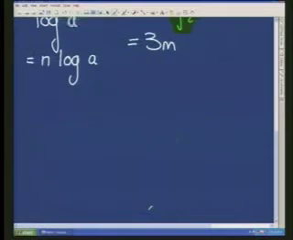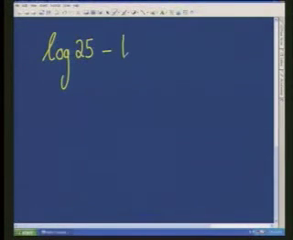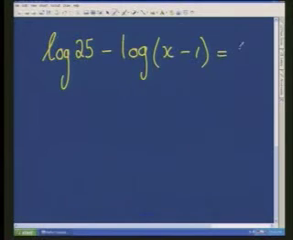Is that okay? Okay. Let's do it in another color. Let's go for the equation. It says the log of 25 minus the log of (x minus 1) is 1.